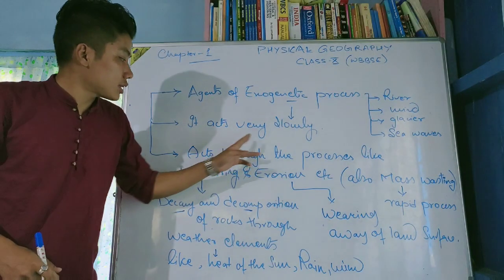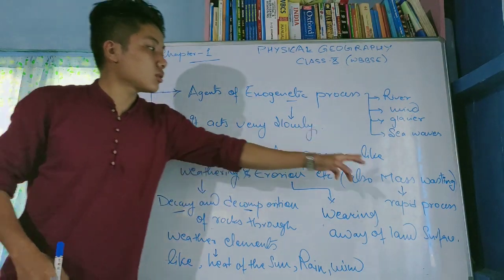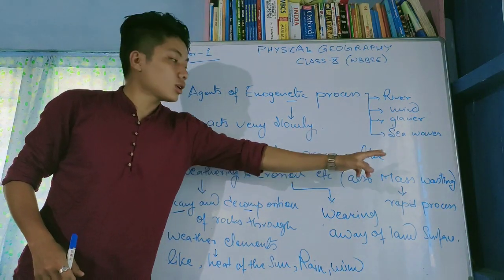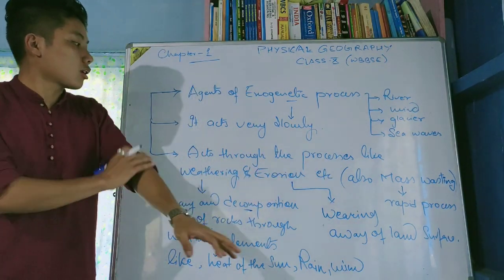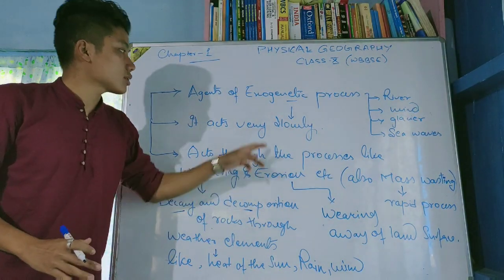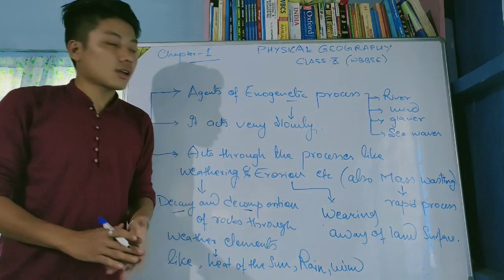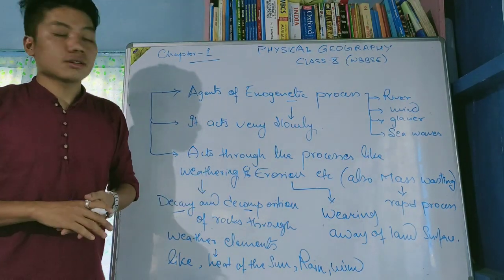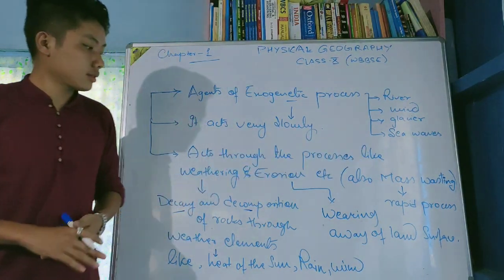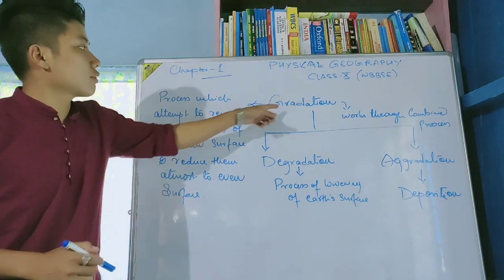Exogenetic process also works, apart from weathering and erosion, through mass wasting. So what is mass wasting? Mass wasting is a very rapid process compared to weathering and erosion. Weathering and erosion are very slow processes, but mass wasting is a rapid process. Mass wasting is the fall of land area under the influence of gravity. It's called mass wasting.